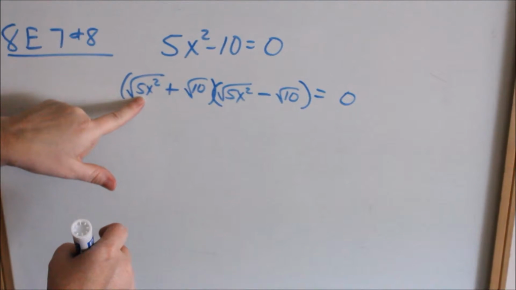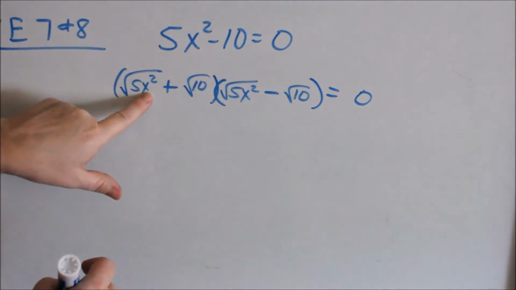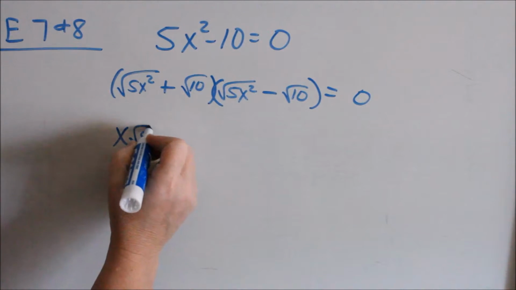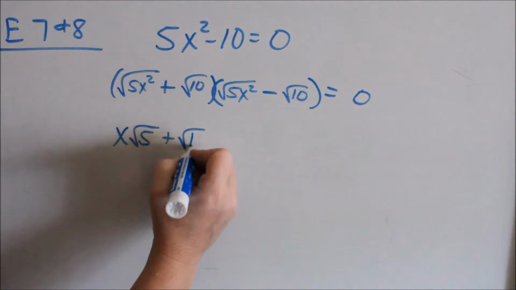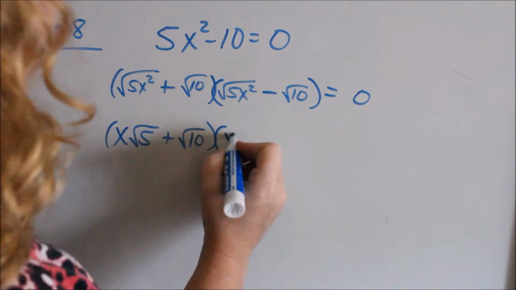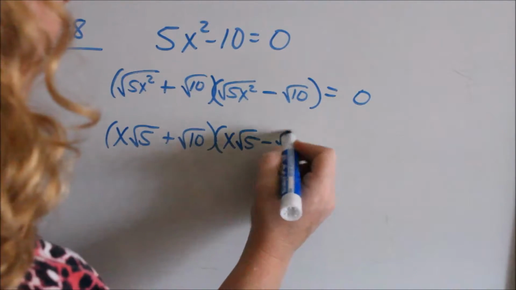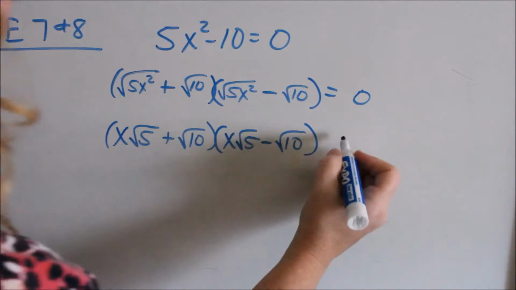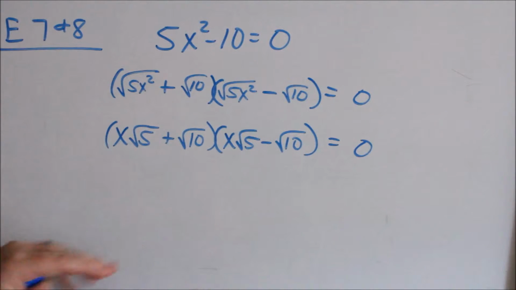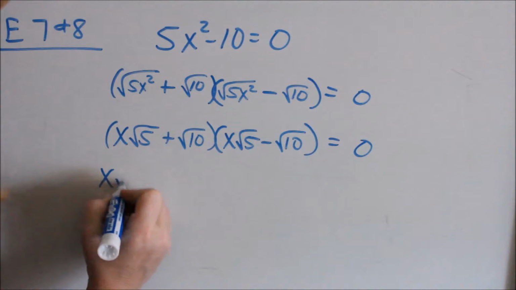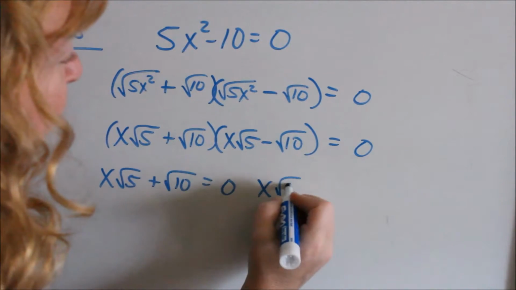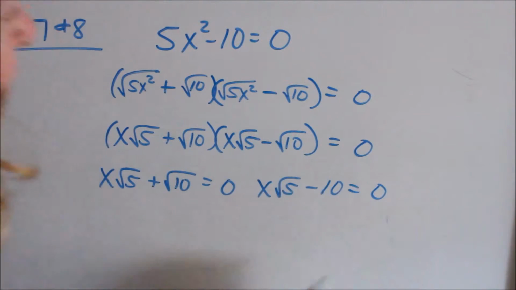Now, we can't do the square root of 5, but we can do the square root of x squared, which is just x. So we can pull that out as an x and leave the square root of 5. We can't simplify the square root of 10 anymore, so leave it just like that. Same here. We can't simplify these radicals anymore. Now that we've got this factored, we set each parentheses equal to 0. So set x square root of 5 plus square root of 10 equal to 0, and x square root of 5 minus square root of 10 equal to 0.